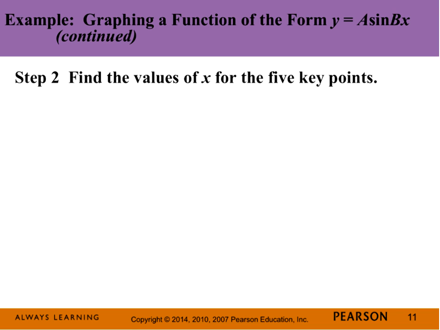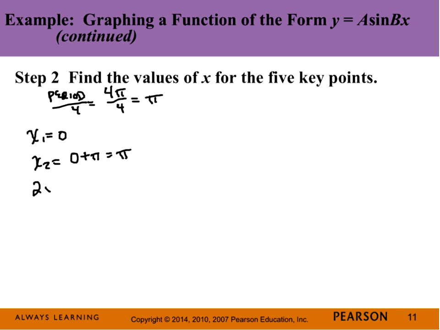All right, so finding our key points here. The first thing we need to do is find what we need to add on to our beginning value to get our other x values. So that's the period divided by 4. In this case, our period was 4 pi, and we're dividing that by 4. So we're going to add pi on each time to get to our next significant x value. So we're going to start at 0 again, and then we have 0 plus pi, which is pi.